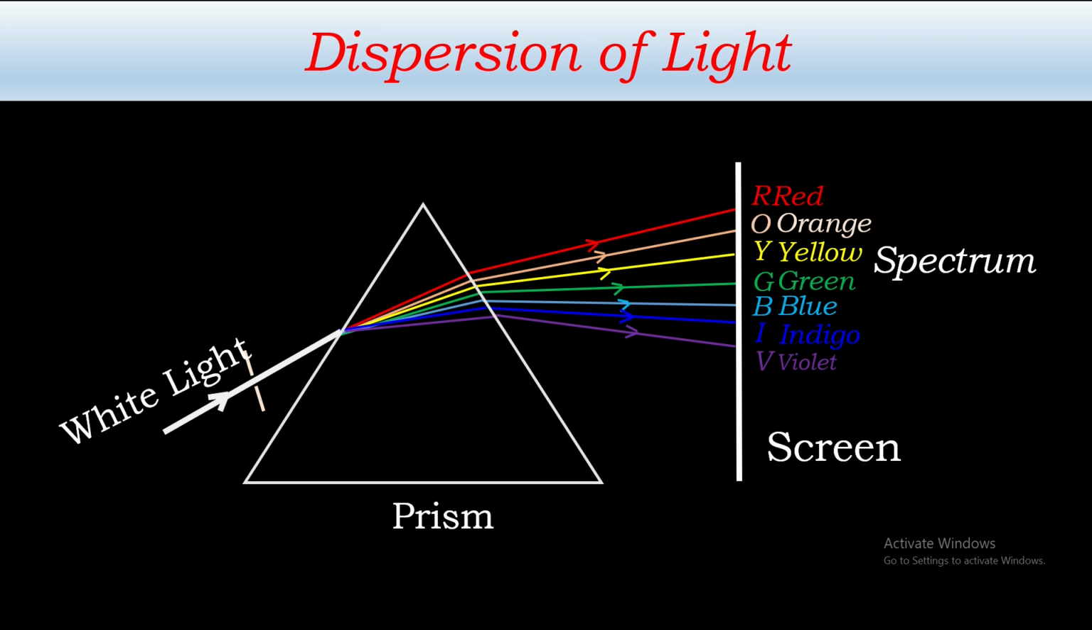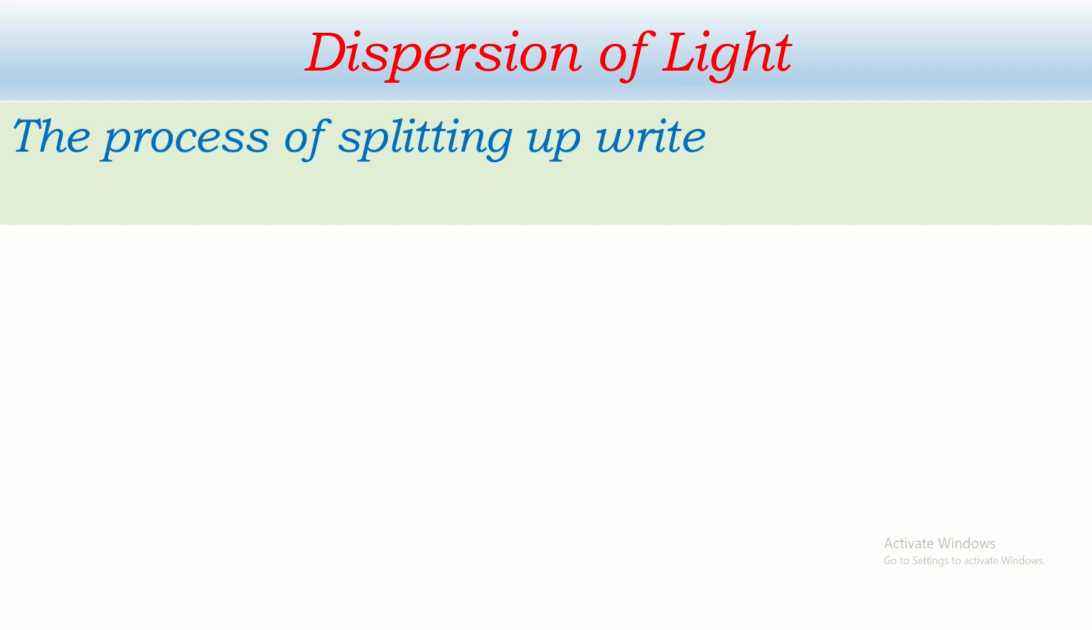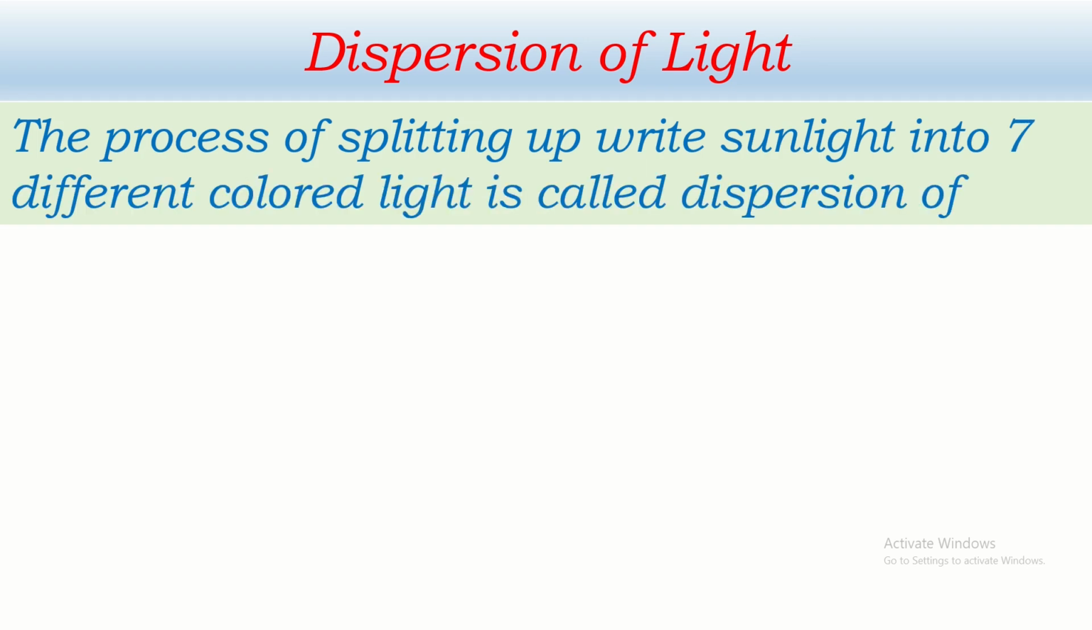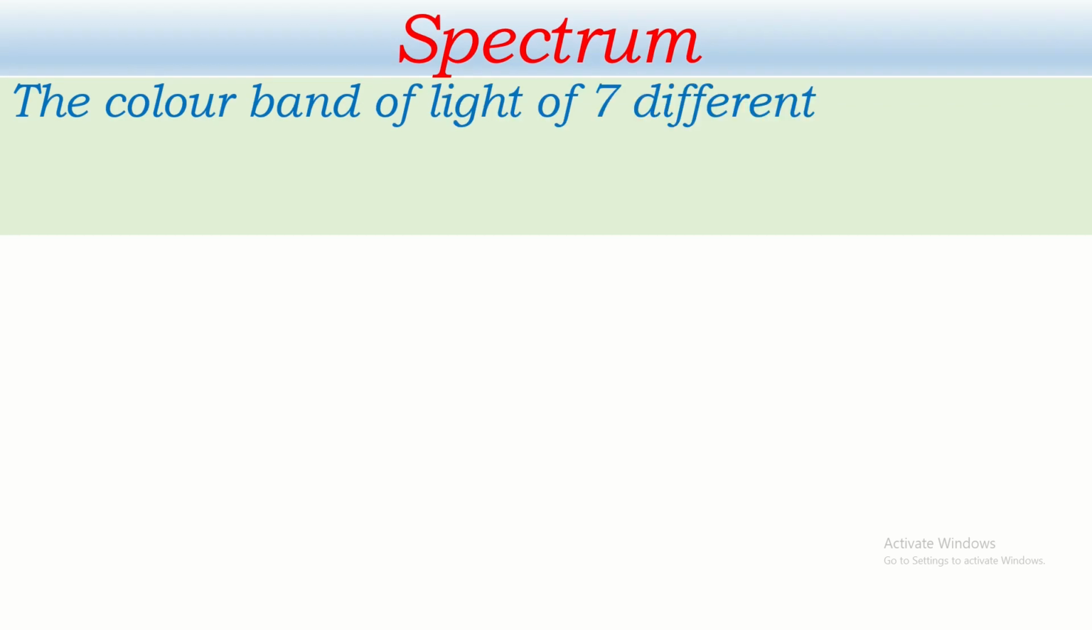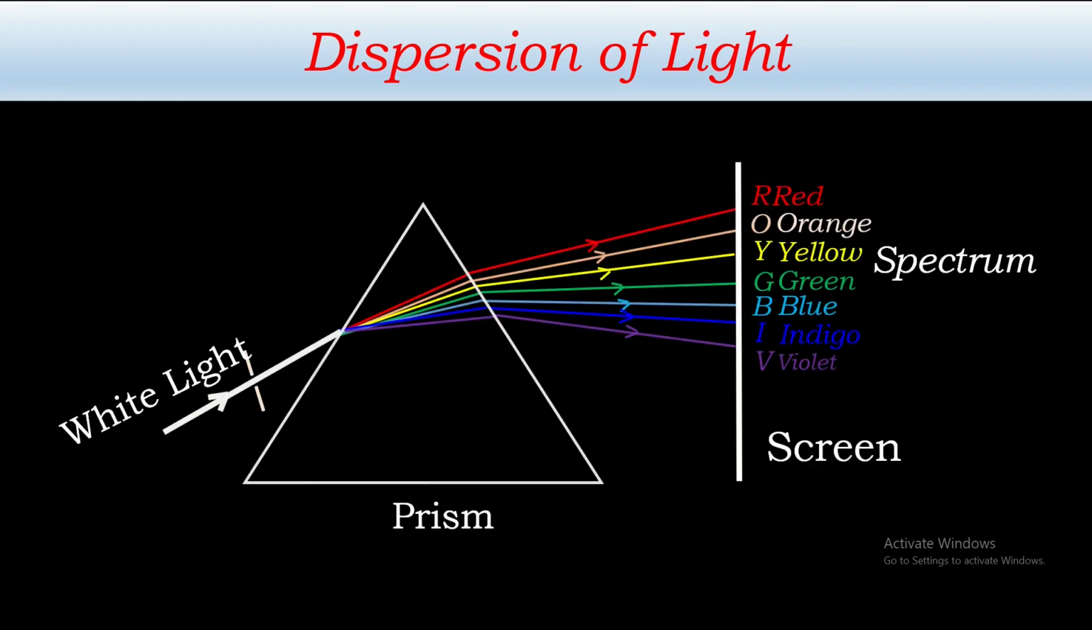Now it's time to define what is dispersion of light and what is a spectrum. Let's talk about this. The process of splitting up white sunlight into 7 different colored lights is called dispersion of light. Now what is spectrum? The color band of light of 7 different colors obtained on the screen after the dispersion of light is called spectrum.